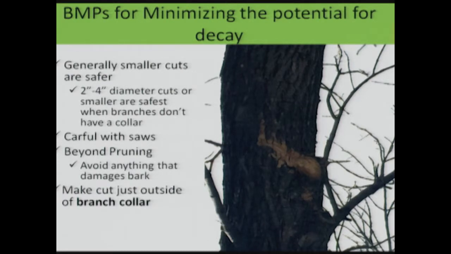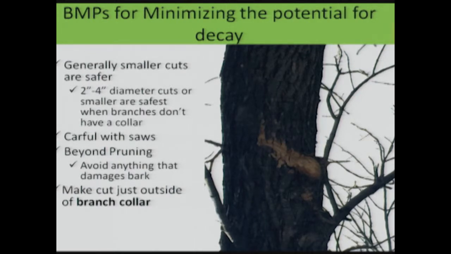Generally, smaller cuts are safer, especially if you're making a cut on a branch that doesn't have a branch collar. And if you don't know what a collar is, we'll get into that in a second. But 2 to 4 inches, depending on the species and the exact type of cut you're making, is the safest. Oftentimes, we have to push that higher in the real world, but that is what the research has said is the absolute safest.